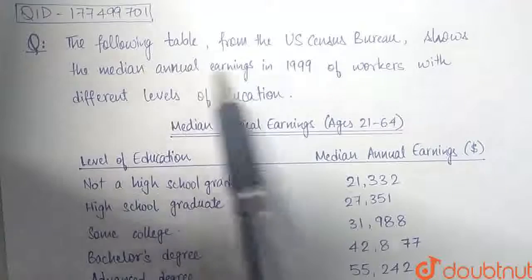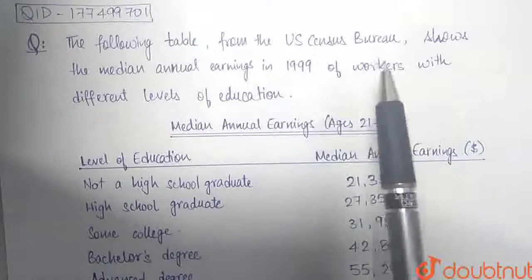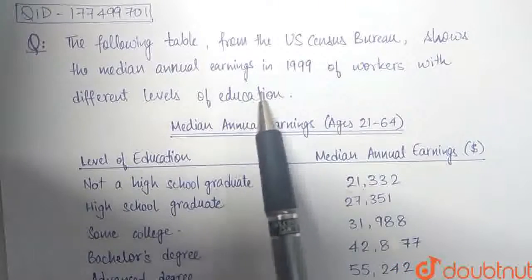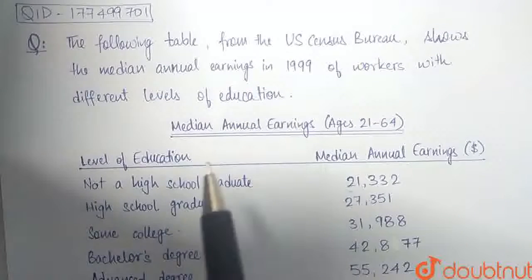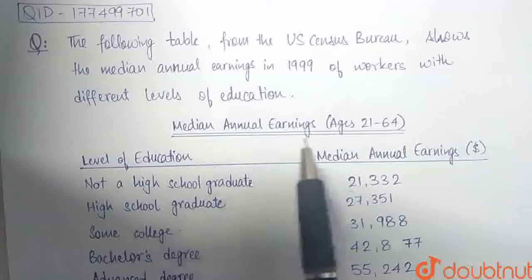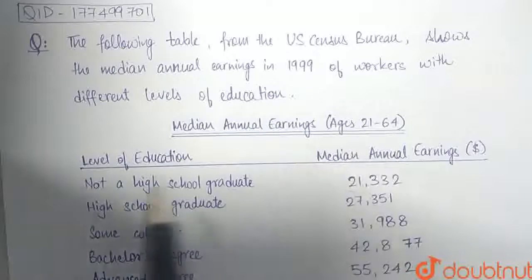In the question here, it says the following table from the US Census Bureau shows the median annual earnings in 1999 of workers with different levels of education. Right? The table is here. Median annual earnings are ages 21 to 64.